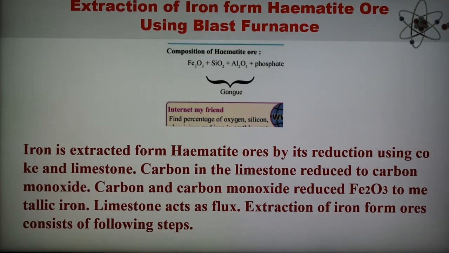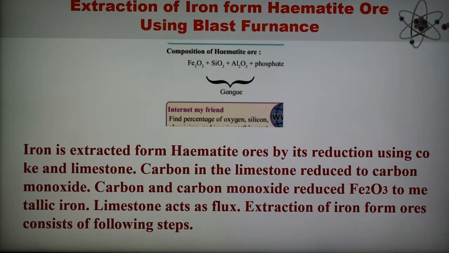What is the arrangement in the blast furnace? Also we are going to see how the temperatures are there in different parts. That also we are going to see in this part. So in the extraction of iron from hematite ore using a blast furnace, iron is extracted from hematite ore by reduction using coke and limestone. And here carbon in the limestone is reduced to carbon monoxide.